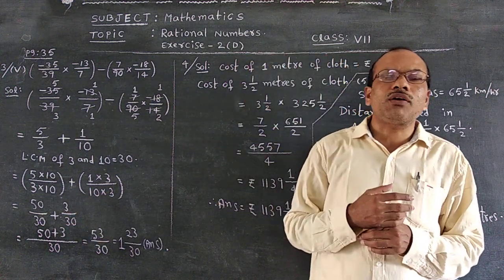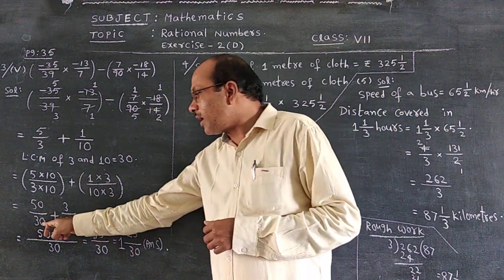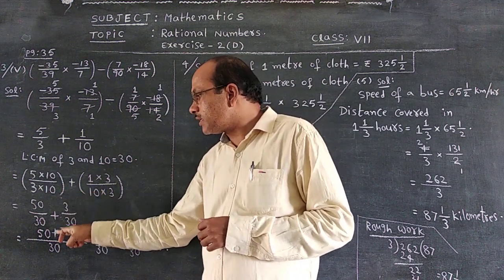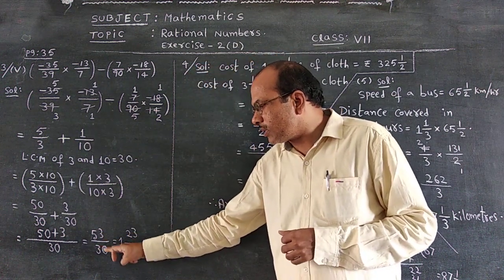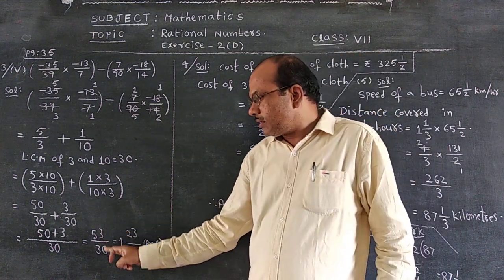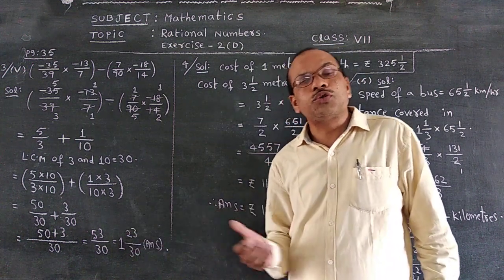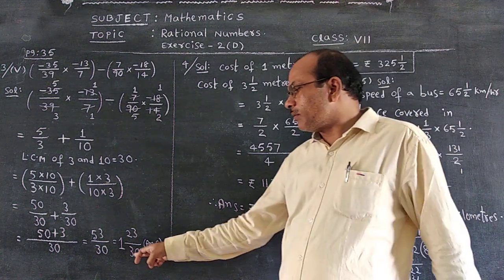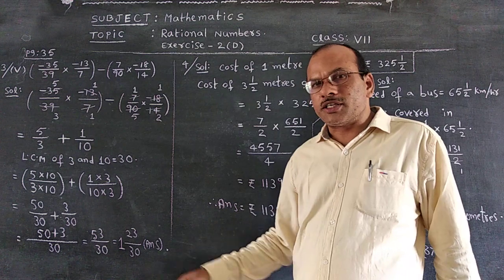The fractions we have got have the same denominator, that is 30. So the common denominator I have written. Numerators are written as they are with the symbol. 50 plus 3 gives you 53 by 30. Numerator is bigger than the denominator and there is no common table to cancel them. So we should divide to get the mixed fraction.